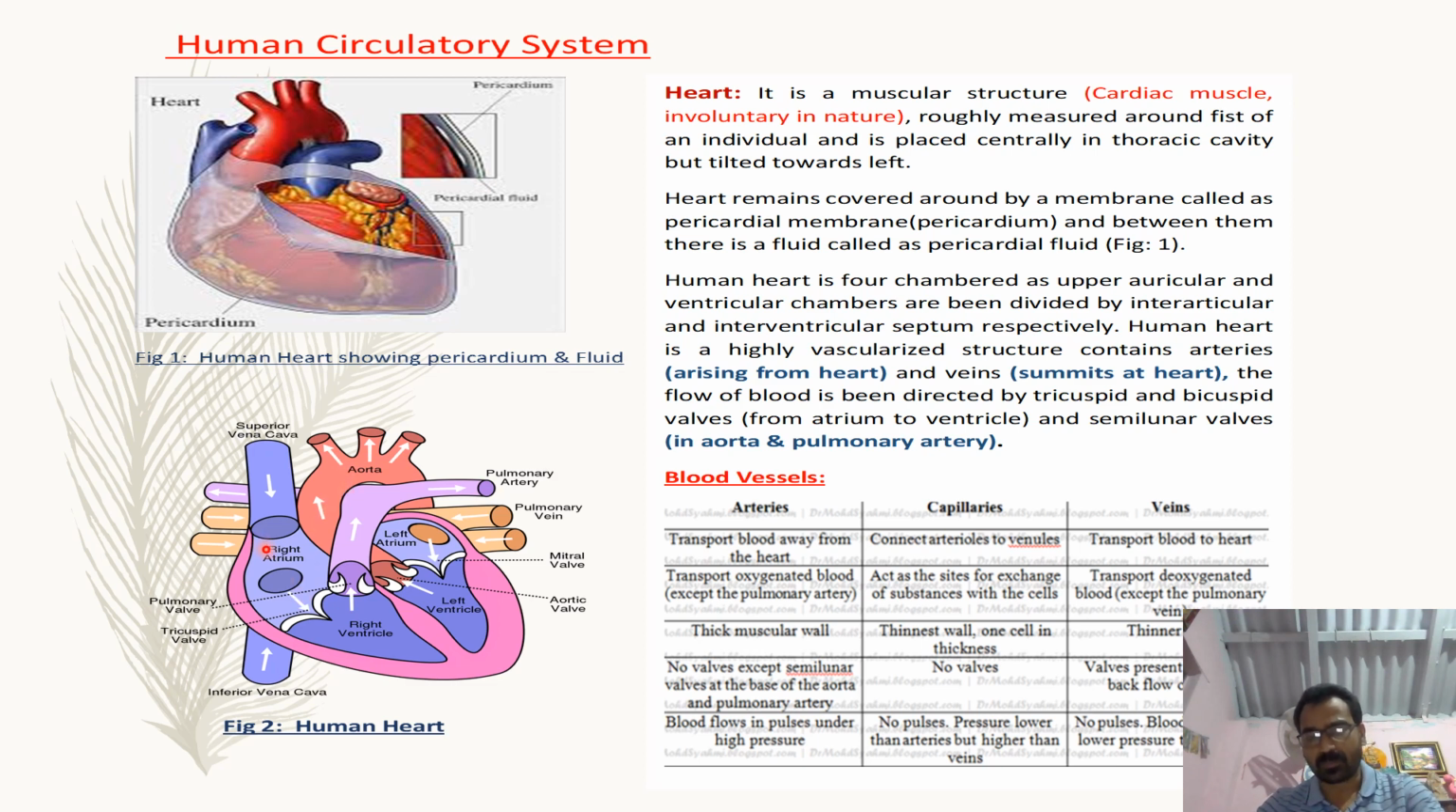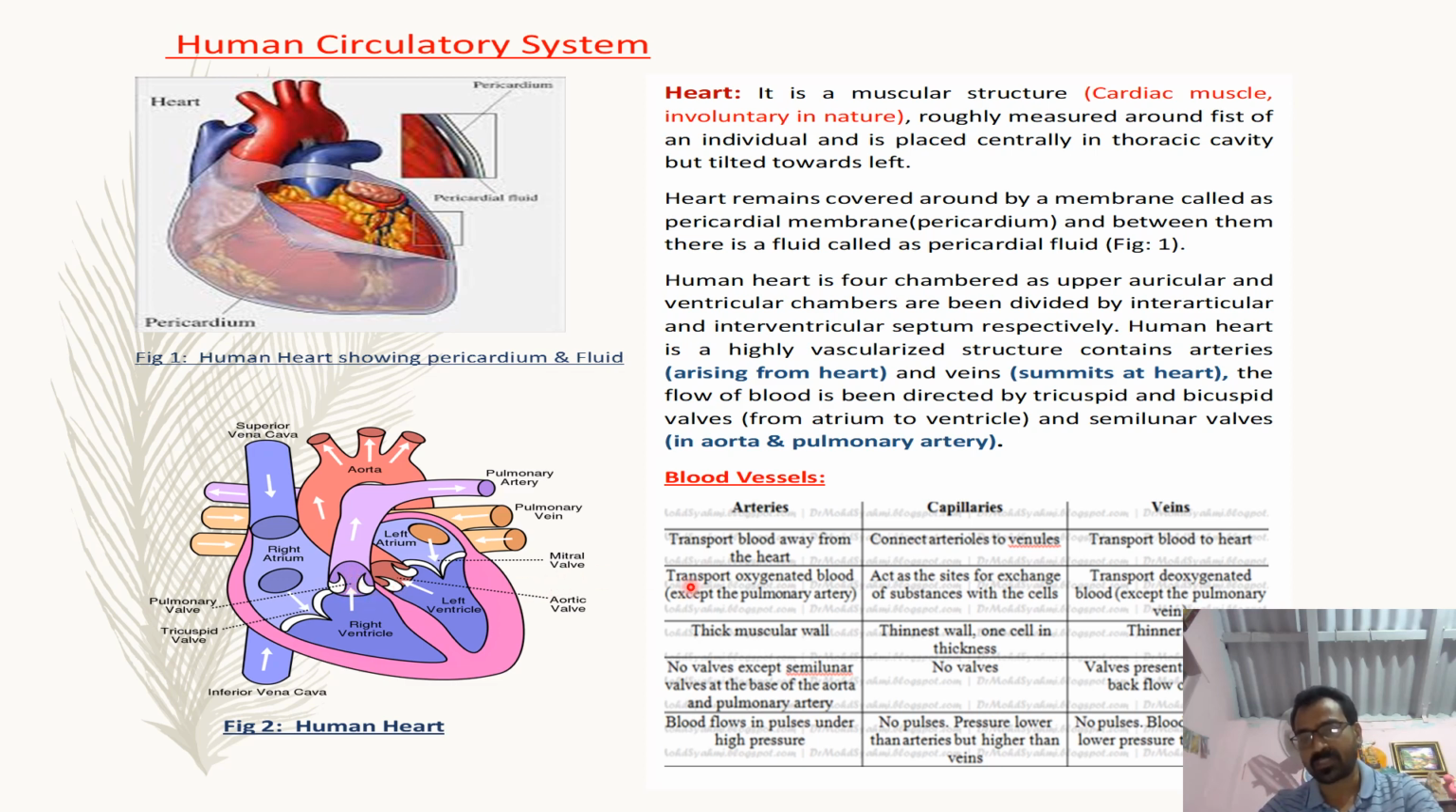Arteries remain under the pressure generated by the heart due to pumping, since they are carrying blood out, so they don't require valves. In the case of veins, they take blood from the cells and tissues back to the heart, so there is a chance of backflow, so they have valves in them. So veins are very distinct from arteries in having valves.